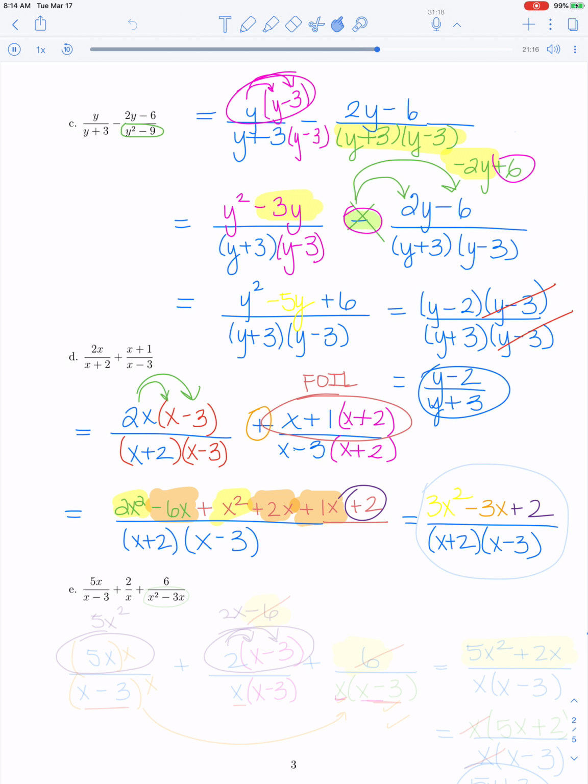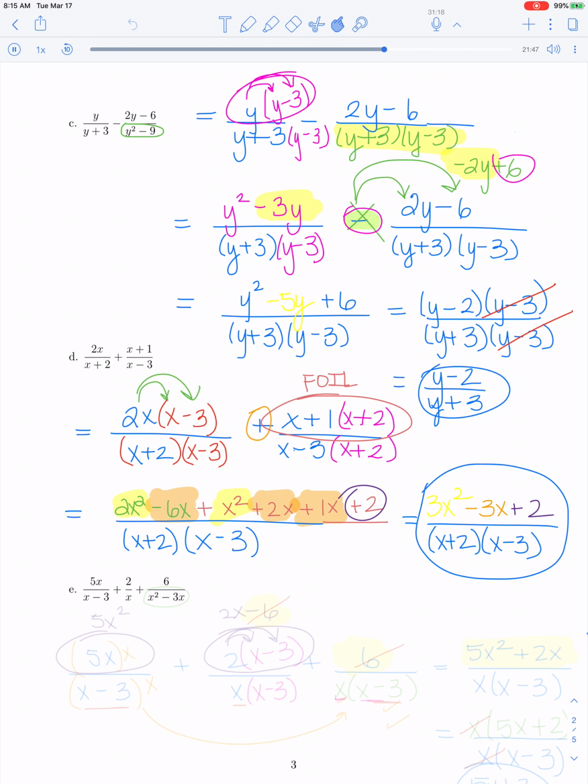So now your question would be, does that top factor to possibly cancel out with the bottom? You try the AC method, which is 3 times 2, which is 6. Are there any factors of 6 that add up to the middle number, negative 3? And no, there are not. So that means it does not factor, and we are done. That was a complicated one, but it's all done. The next one, let's try again.